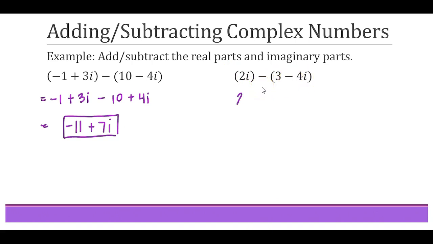So once again, I will think about this as distributing -3 plus 4i. And we do write the real part first, so I'm going to go ahead and write the -3. And then 2i plus 4i is plus 6i.